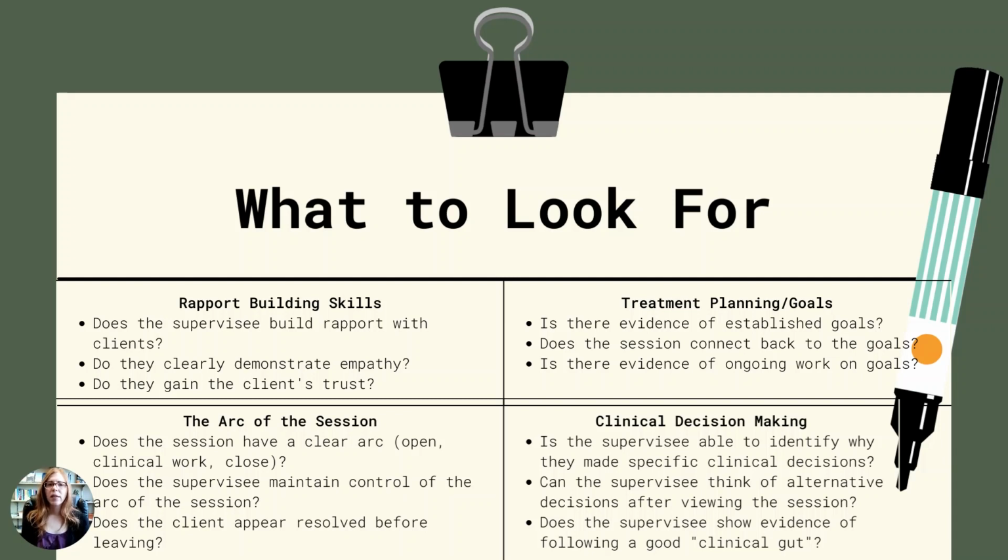And then finally, clinical decision making. Is a supervisee able to identify why they made specific clinical decisions as you debrief that with them? Why did you go here instead of here? And they're able to give a rationale for that. But also, can they think of alternatives? Is there something they could have done differently? They should be able to think of some different directions they could have gone.